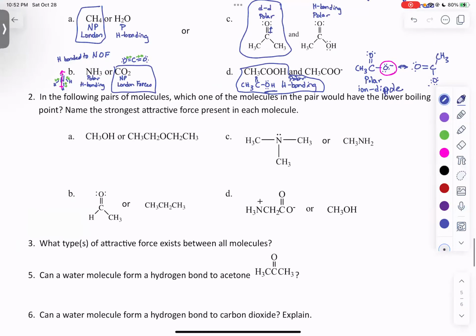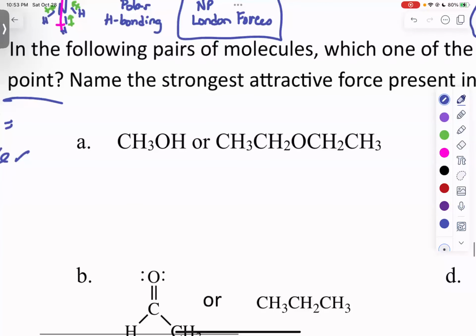All right, now, in the following pairs, which one would have the lower boiling point? So remember, lower boiling point means weaker interactions. Okay, so let's look here. Again, when you see this hydroxyl, I automatically want you to say polar. I automatically want you to say hydrogen bonding. Now, there might be an additional stronger force that you have to look at, but you should automatically think, well, it has hydrogen bonding.